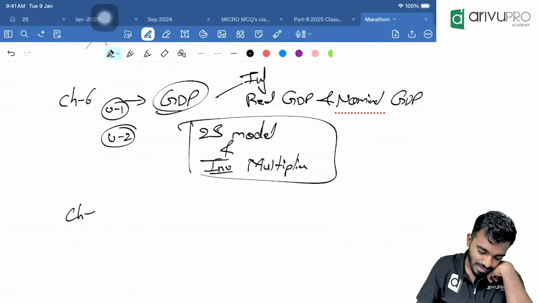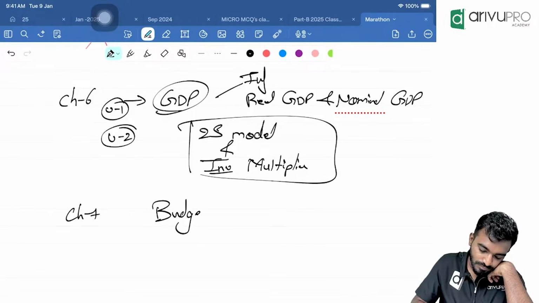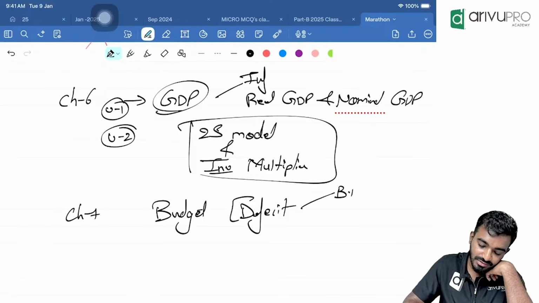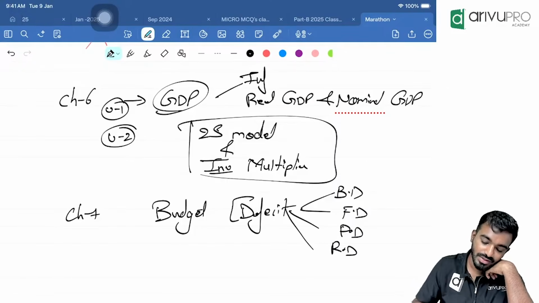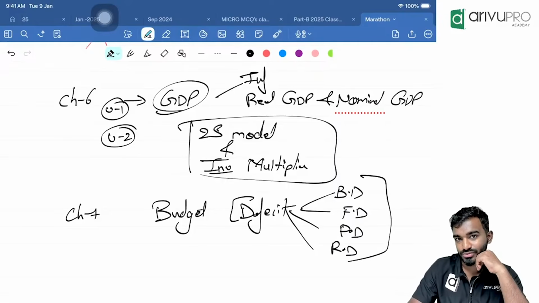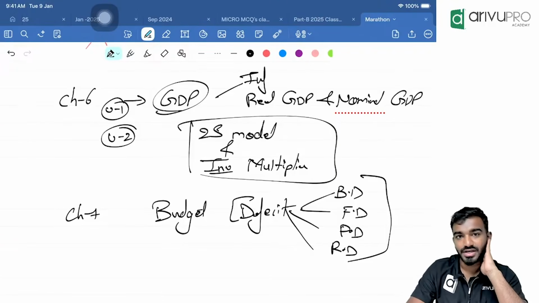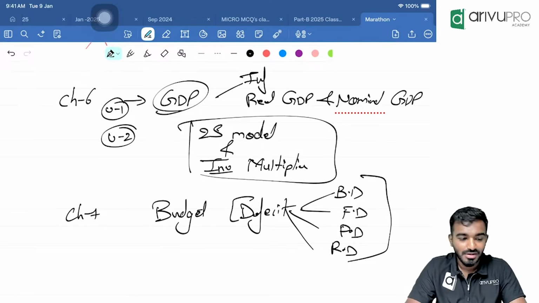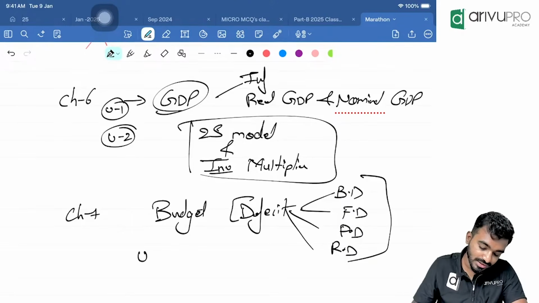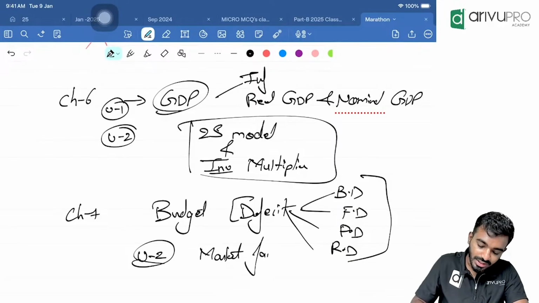Chapter 7, main, first budget deficit calculations. 4 types of deficit: budgetary deficit, fiscal deficit, primary deficit, revenue deficit. This deficit calculation is where numericals will come the most. And rest remaining are conceptual meanings until that first half. These are repeated deficit calculation questions, numericals. And unit 1, unit 2, unit 4 are full concept based. Especially unit 2 is most important in chapter 7. Unit 2: market failure and government intervention to market failure.